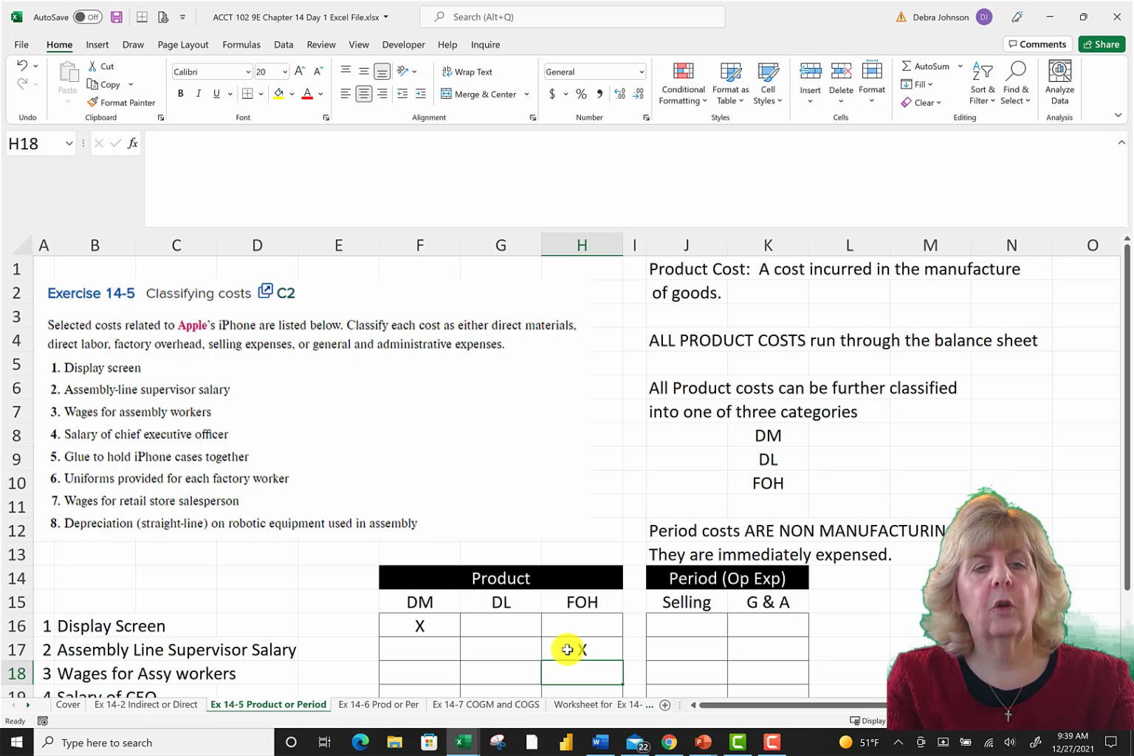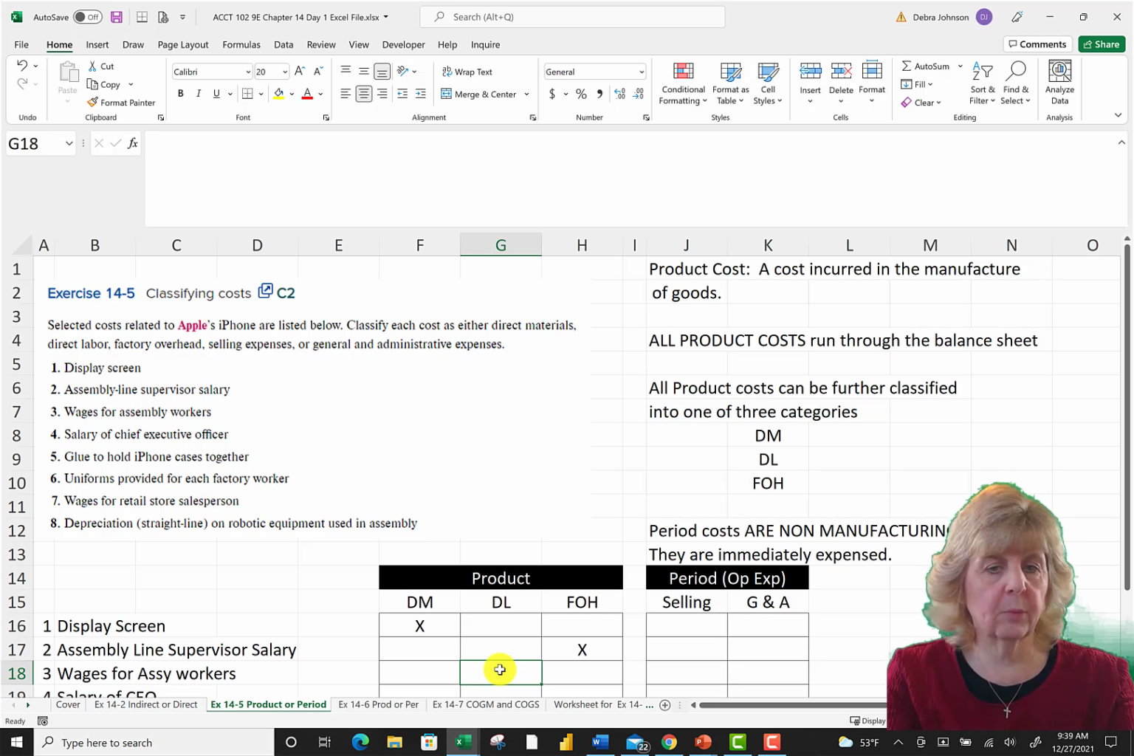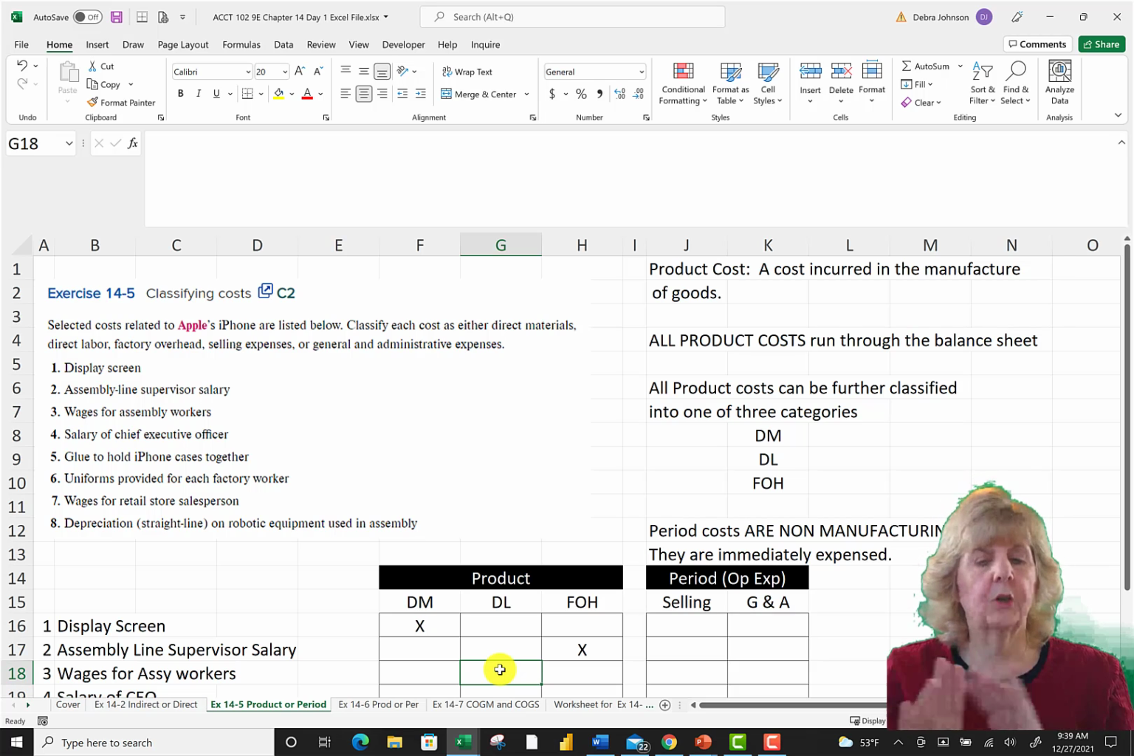Number 3, the wages for the assembly line workers. Okay, we know that's a product cost, so we're left now with materials, labor, and overhead. And we know that direct assembly line workers have what we call touch labor. Their hands are actually on the iPhones, getting their hands dirty.